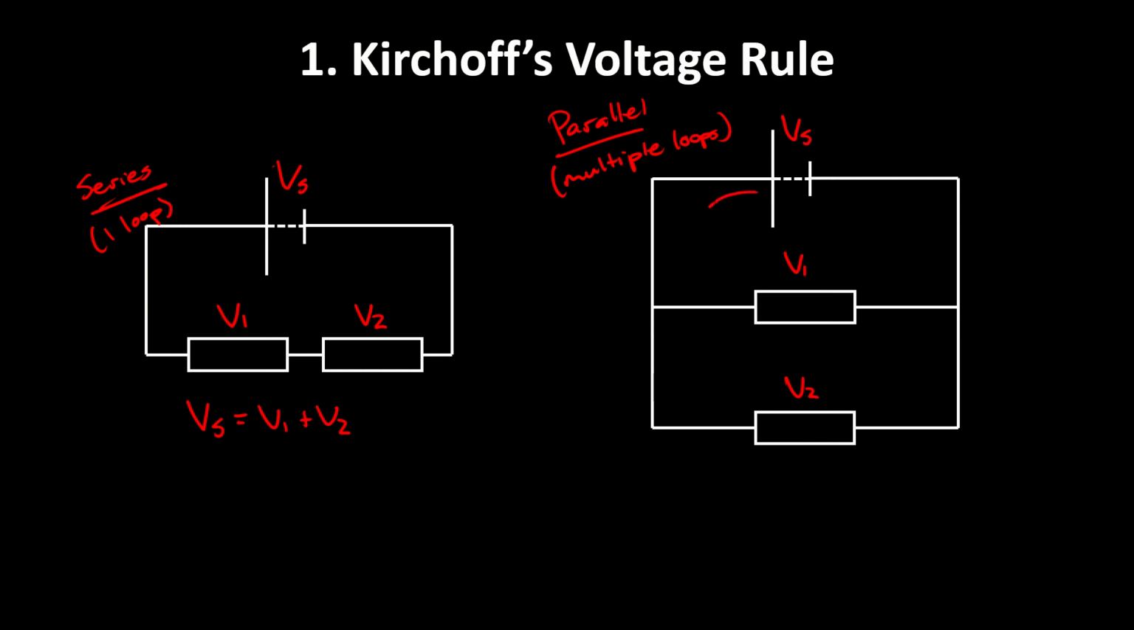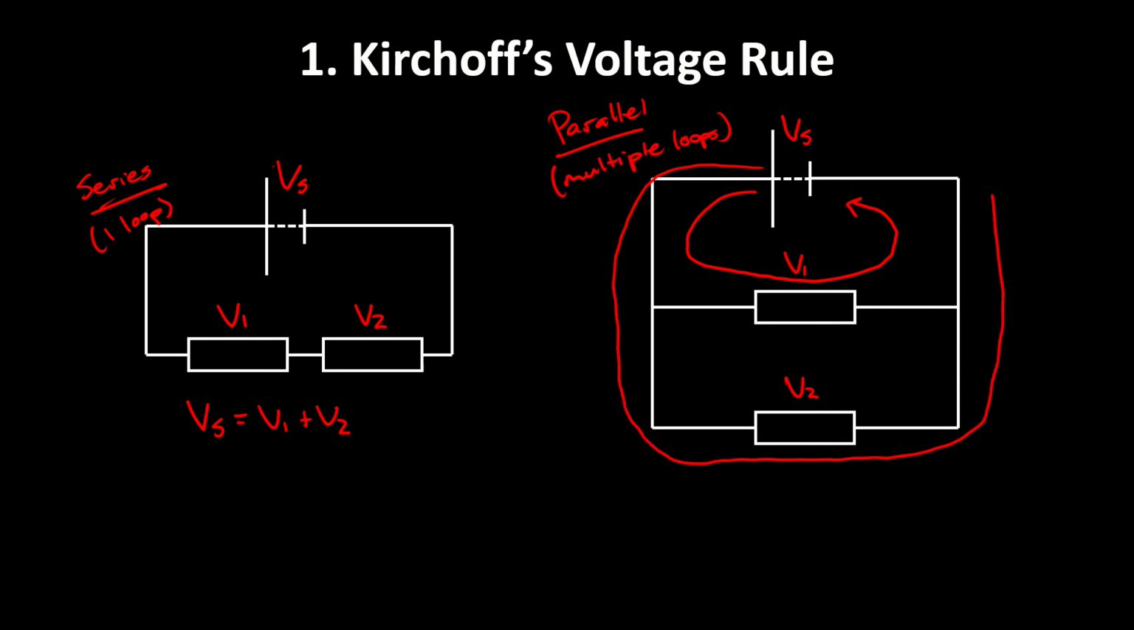Okay, so in this case, we've got a loop that goes around here. We've got another loop that goes around the outside. There's a third loop at the bottom, but we won't worry about that one. If we look at this top loop, we'll call this loop 1. In loop 1, there's only two things. There's a power supply and there's V1, so in that one, Vs has to equal V1 in loop 1.